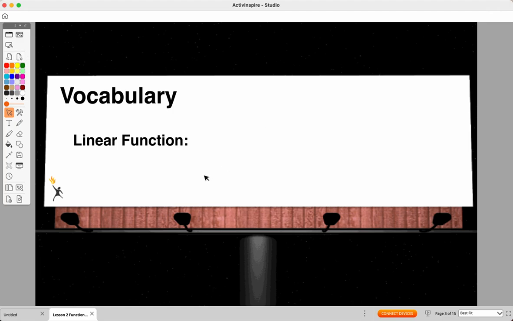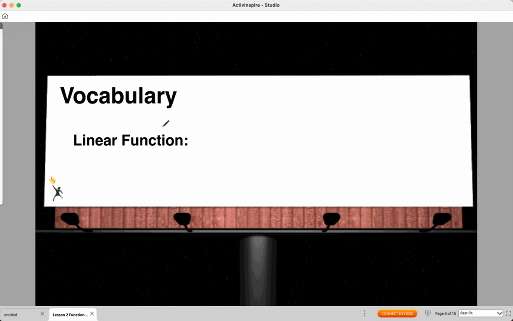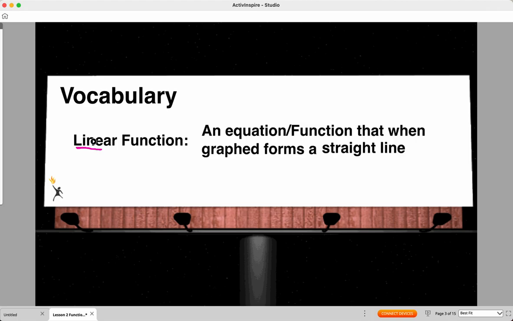All right, so think about this. If we see the word linear function, so function we know is one input gets you one output. That's that part. But a linear function, what do you see in the word linear? You can see it right here. You can see the word line. So that means it's going to create a function or equation that, when graphed, forms a straight line. There we go. An equation or function that when graphed forms a very straight line.